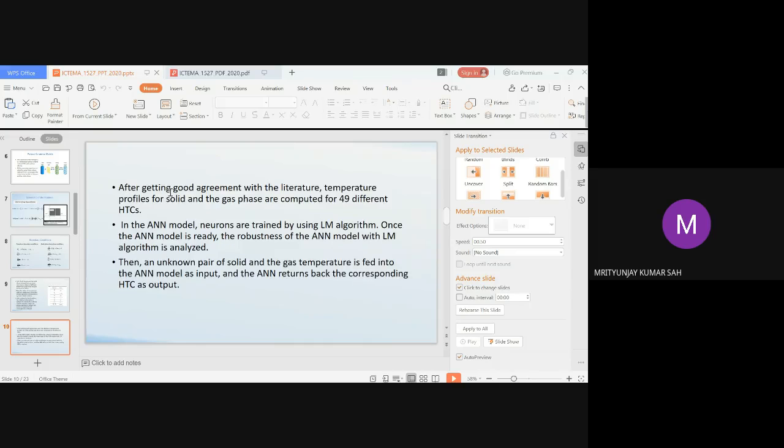In the same way, after getting good agreement with the literature, the temperature profiles for the solid and gas phases are computed for 49 different HTCs. And in the ANN model, neurons are trained by using the ELM algorithm. Once the ANN model is ready, the robustness of the ANN model with the ELM algorithm is analyzed. Then an unknown pair of solid and gas temperatures is fed into the ANN model as input, and the ANN returns the corresponding HTC as an output.